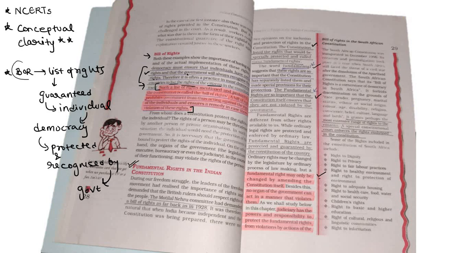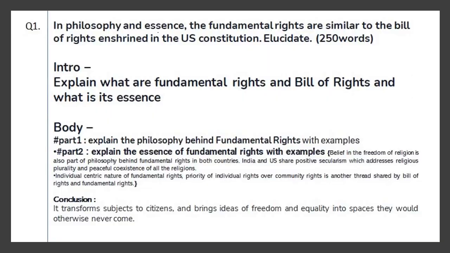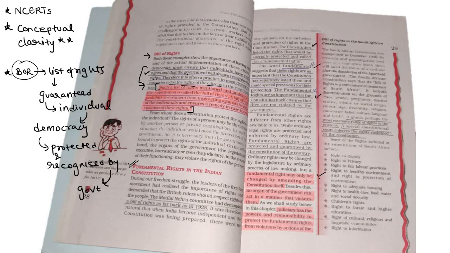Now see, now you have understood what is Bill of Rights. Now if I ask you what is Bill of Rights, you can explain it to me. Bill of Rights is a list of rights which is guaranteed to the individuals in a democracy, which is protected and recognized by government. See, now you have memorized also. This is how you read, understand and memorize. This is how you read, understand and then remember.